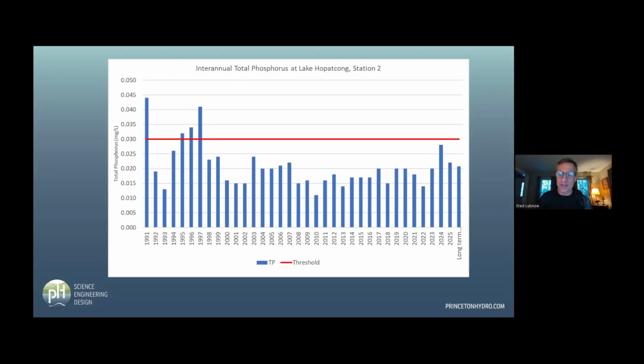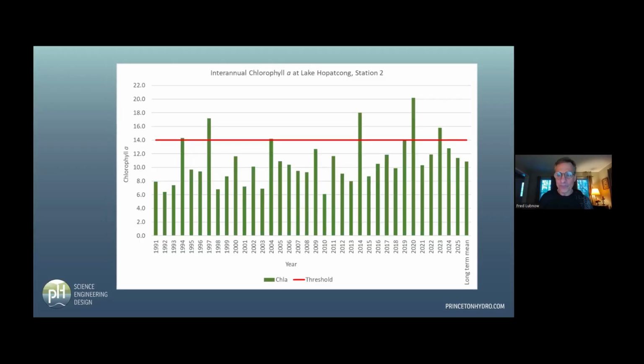So if you look on the right side of the screen, you can see, from like 2022 to 2024, the phosphorus concentrations were creeping up. And then from 2024 to 2025, they declined. And we're attributing that at least partially to the alum treatment that was done in October of 2024.